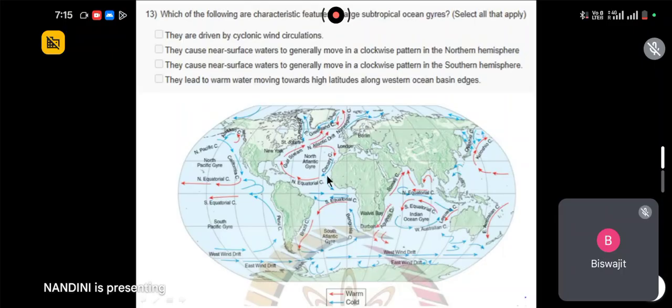So here the question is, which of the following are characteristic features of large subtropical ocean gyres? They are driven by cyclonic wind circulation. Is that correct? Cyclonic, that is false, because winds are blowing in a linear form, from east to west in the tropics. So it is not due to a cyclonic wind circulation. The wind circulations are linear only.